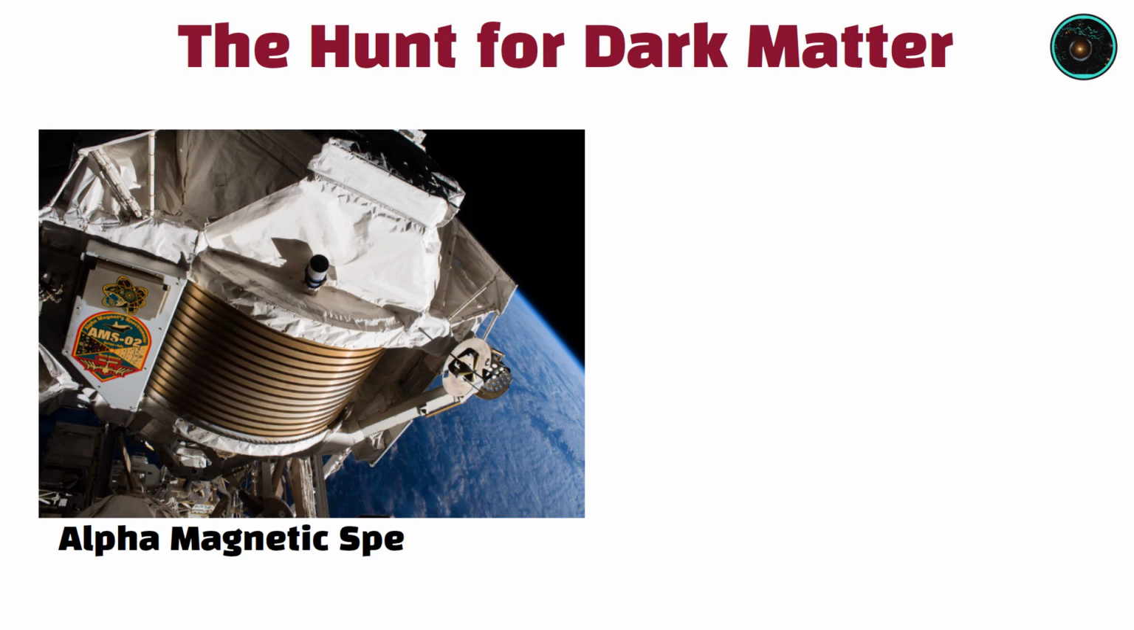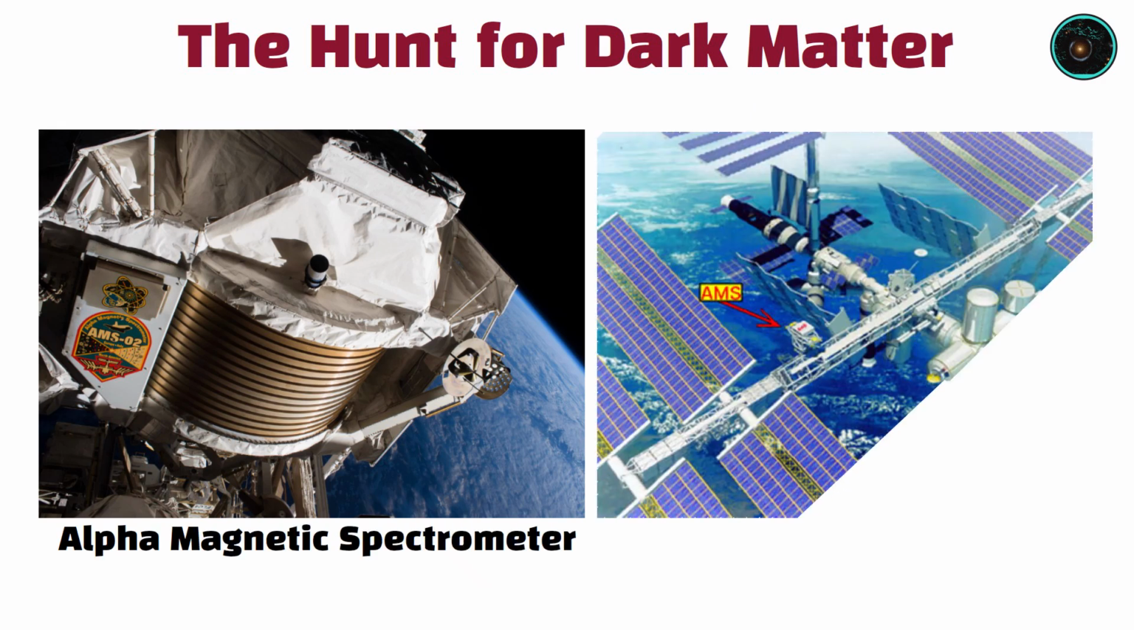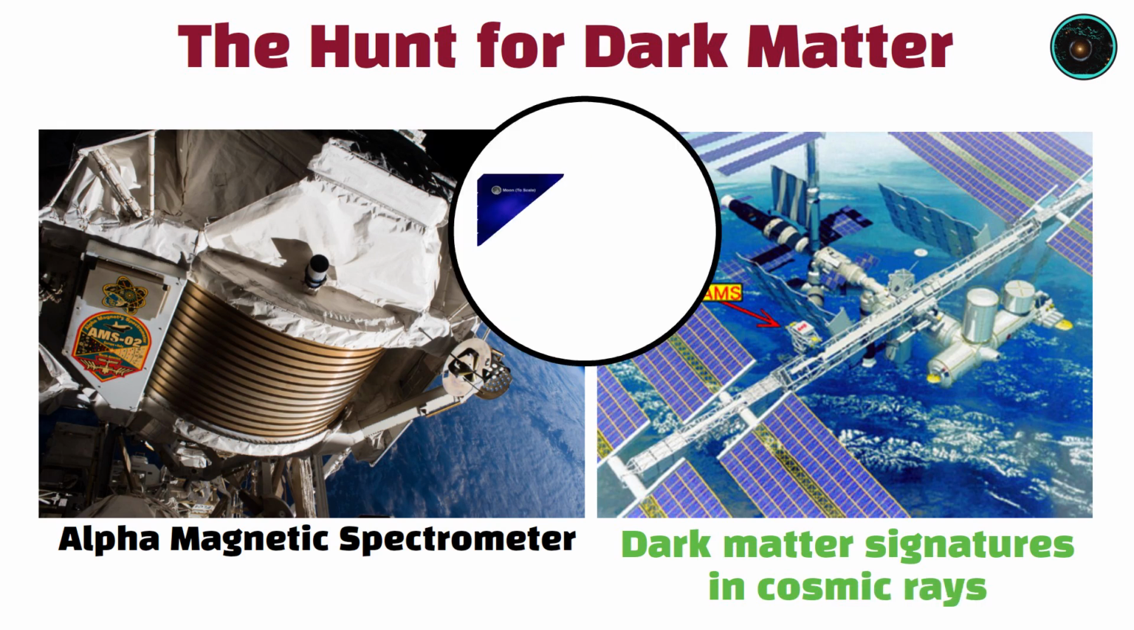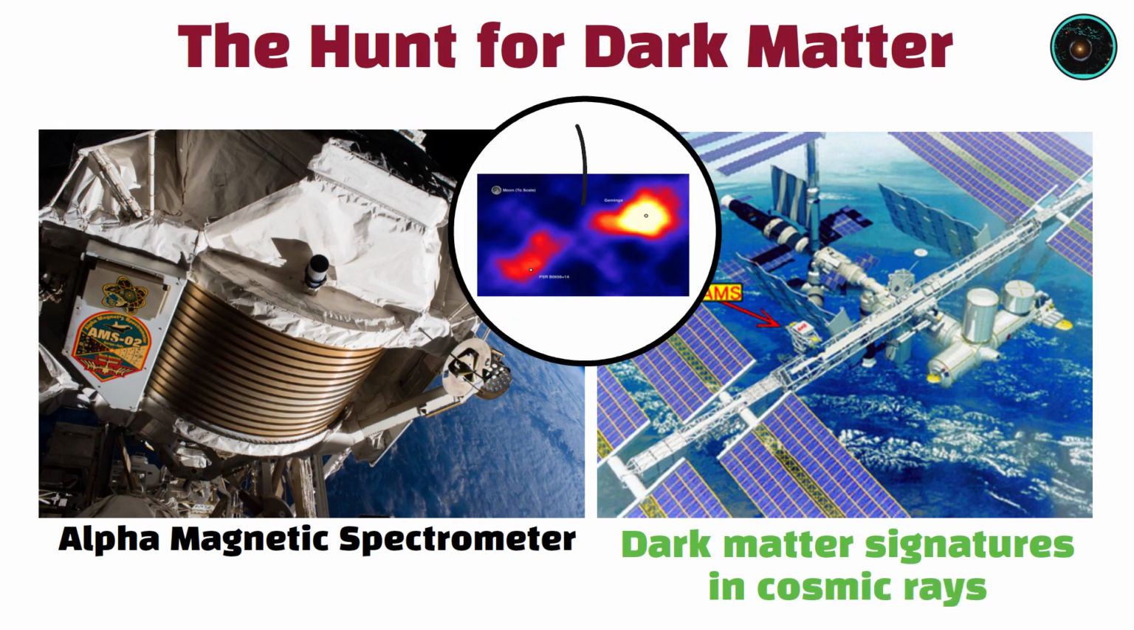The Alpha Magnetic Spectrometer aboard the International Space Station hunts for dark matter signatures in cosmic rays. It's detected an excess of positrons that could potentially come from dark matter annihilation.